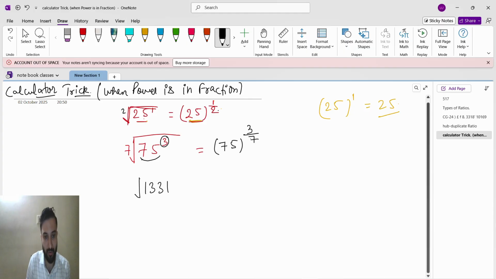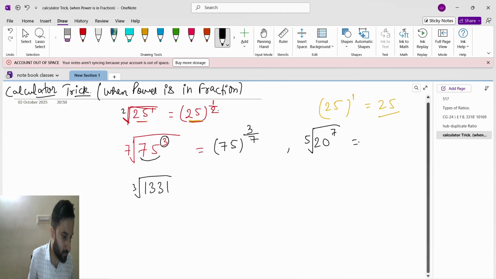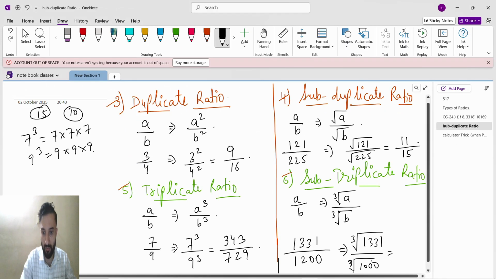131 cube root. Okay, guys, 27 5. So how will you write it? Take one minute, and try to write this also in the rough.